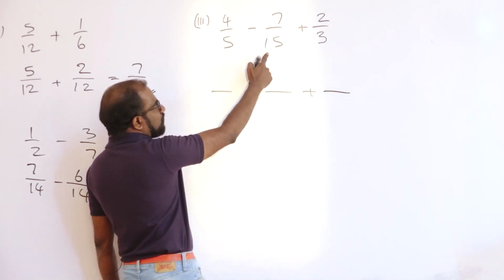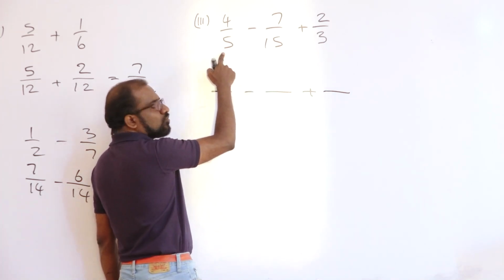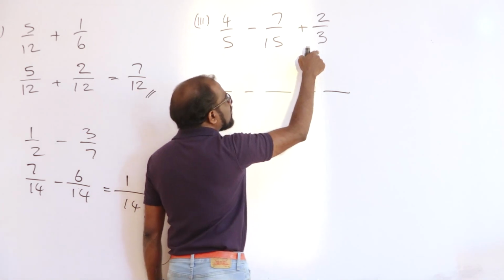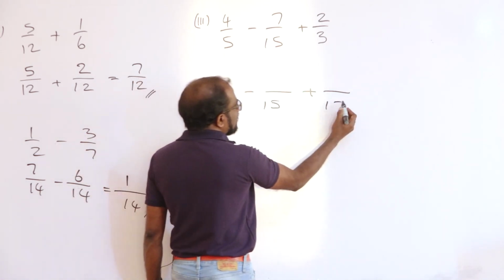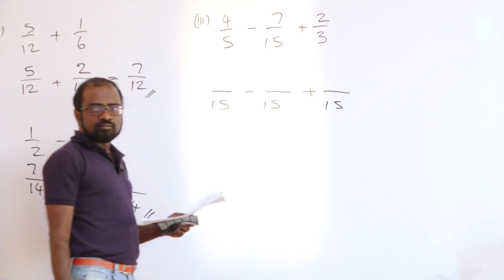Check the largest number, 15. Can you divide by 5? Yes. Can you divide by 3? Yes. So you don't have to find any other common denominator. The common denominator is 15.